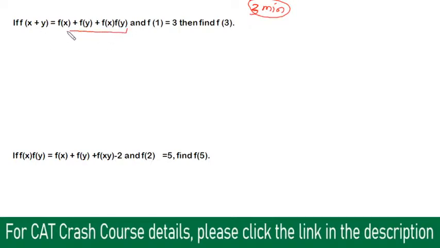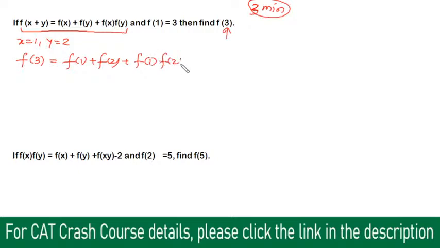Okay, this relation of functions is given. So since we need to find the value of f of 3, we can take the value of x to be 1 and the value of y to be 2. Let's start with this. In that case, what happens is that f of 3 would be equal to f of 1 plus f of 2 plus f of 1 into f of 2, right?